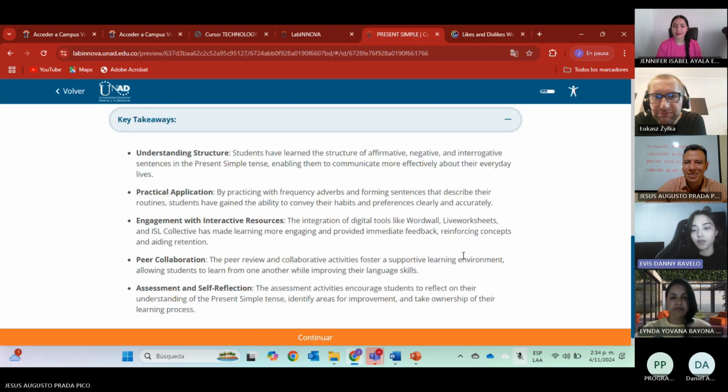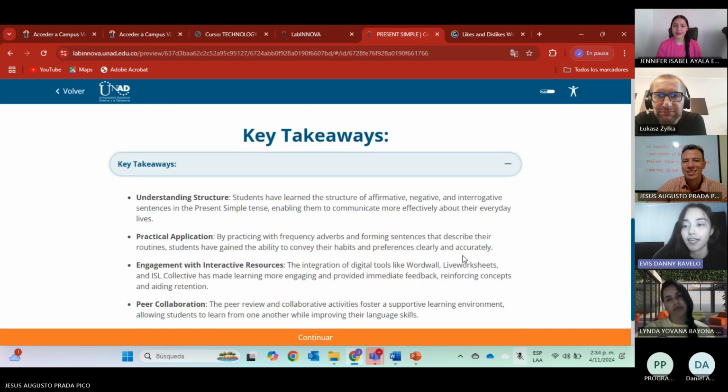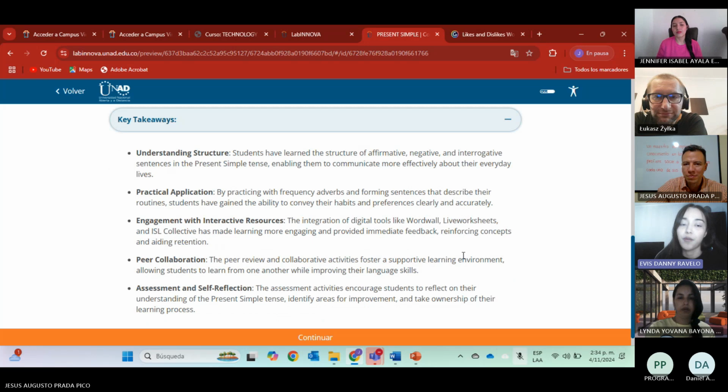So yes, as you can see, we are already finishing the class. These are the lines that we learned according to the LabINNOVA resource that we are applying today. So these are the key takeaways. First, understanding of structure. Students have learned the structure of affirmative, negative, and interrogative sentences in the present simple tense, enabling them to communicate more effectively about their everyday lives.